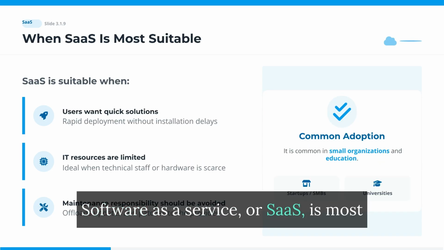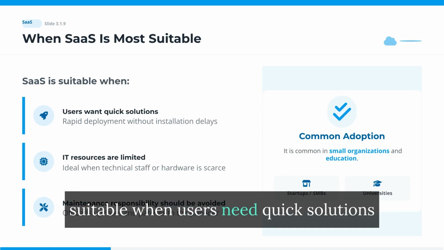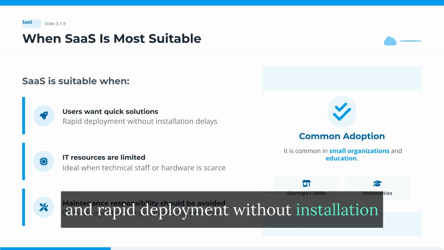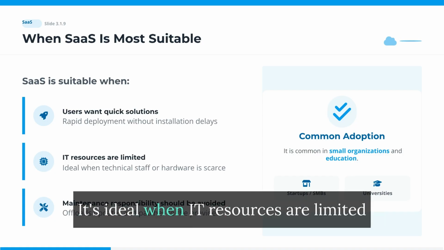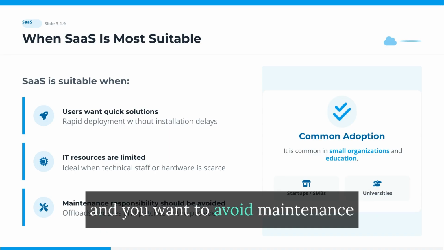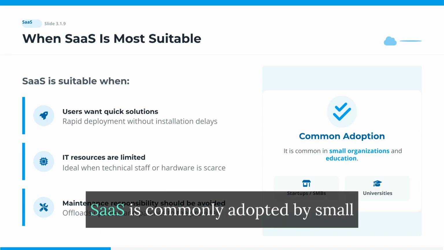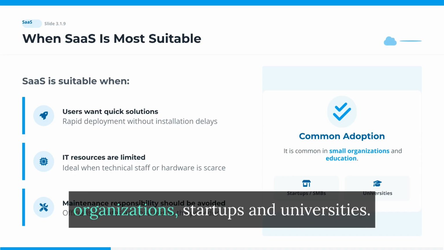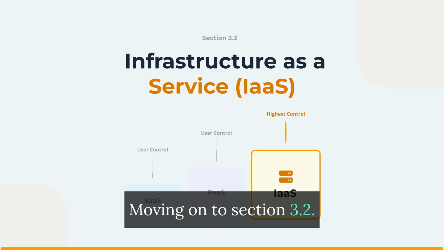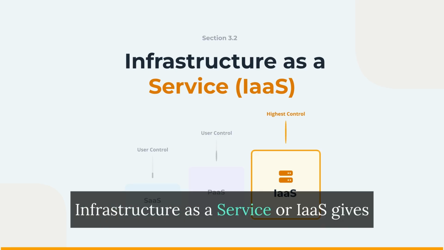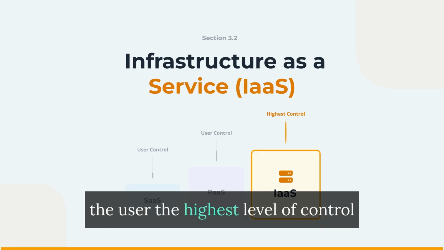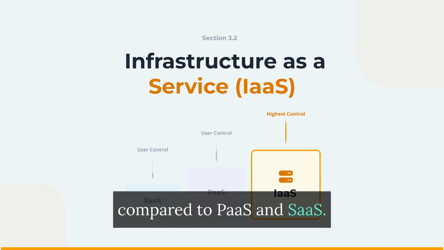Software as a service, or SaaS, is most suitable when users need quick solutions and rapid deployment without installation delays. It's ideal when IT resources are limited and you want to avoid maintenance responsibility. SaaS is commonly adopted by small organizations, startups, and universities. Moving on to Section 3.2, Infrastructure as a Service, or IaaS, gives the user the highest level of control compared to PaaS and SaaS.